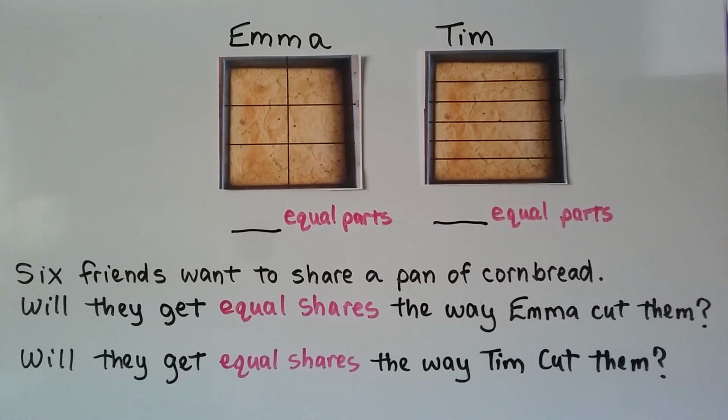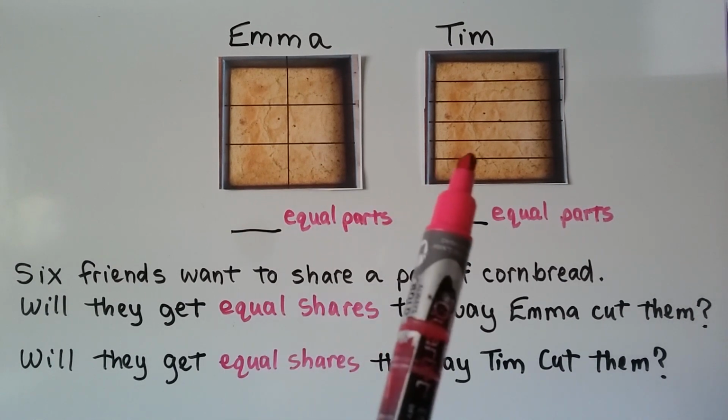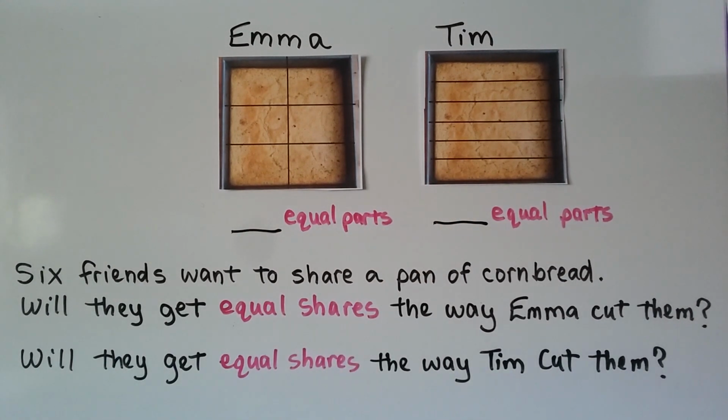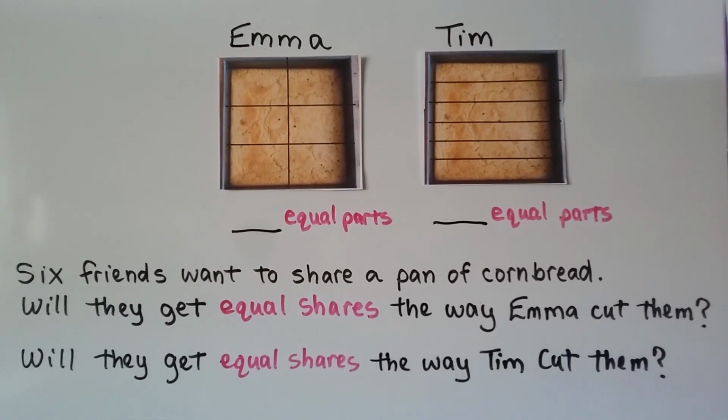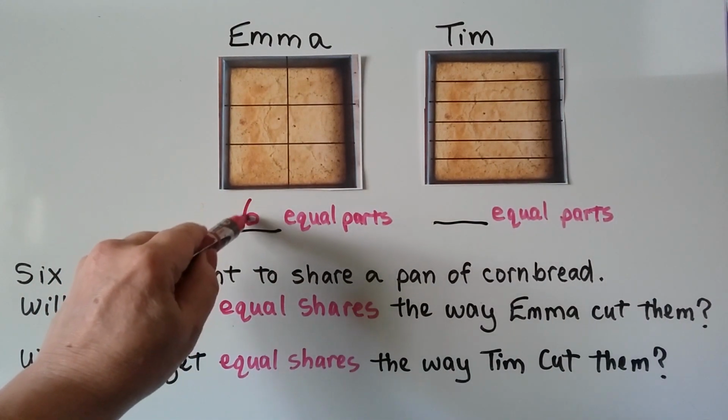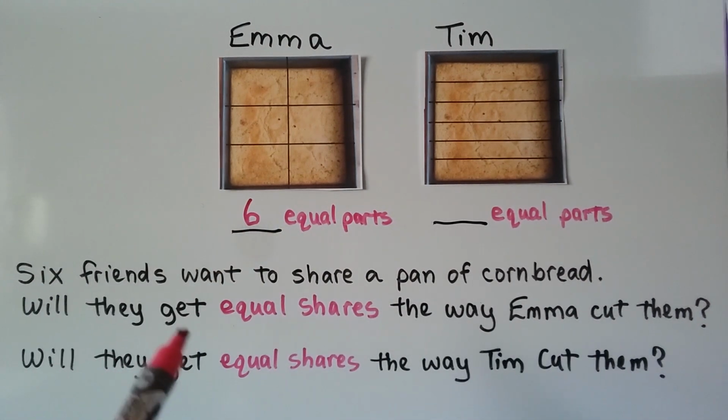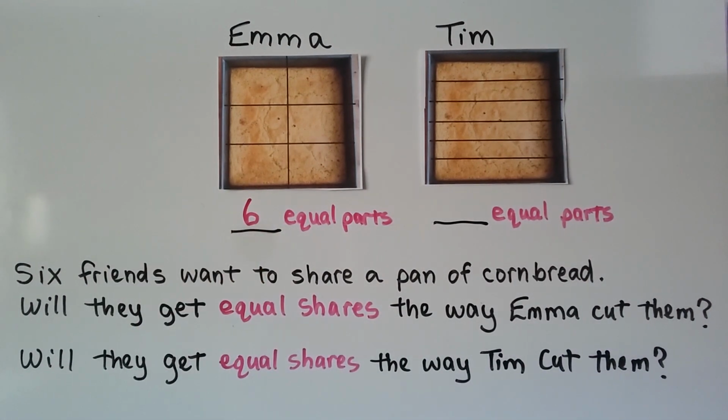6 friends want to share a pan of cornbread. And Emma cut the cornbread this way and Tim cut the cornbread this way. Will they get equal shares the way Emma cut the cornbread? Well, there's 6 friends, and I see 1, 2, 3, 4, 5, 6 equal parts. So yes, they would get equal shares the way Emma cut them.